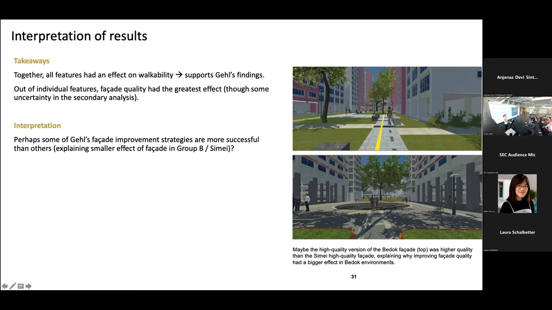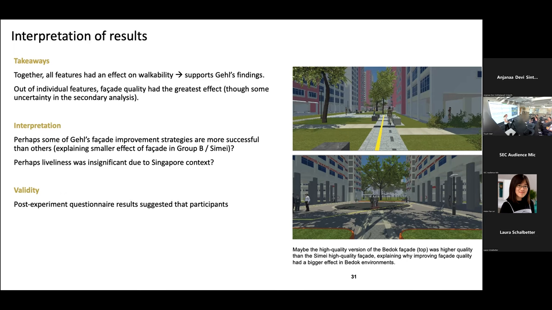Like maybe the variation in color is just a more effective way to improve facade quality than the variation of shapes. And then maybe liveliness was not important in our experiment because Singaporeans are used to crowded places and they want to be in a calmer place, especially in a residential context. So there could be all kinds of reasons, but you would need to do more studies to confirm those interpretations. And then based on the post-experiment questionnaire results, it seemed like participants noticed the manipulations, were not affected by motion sickness, and perceived the environment as fairly realistic. So it seems like the study was pretty valid.